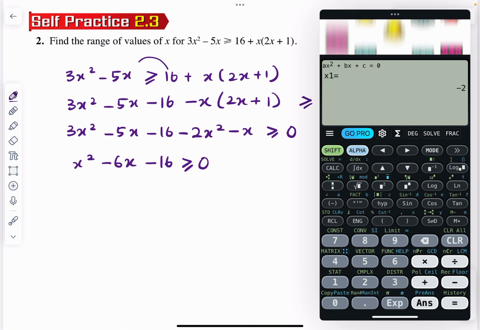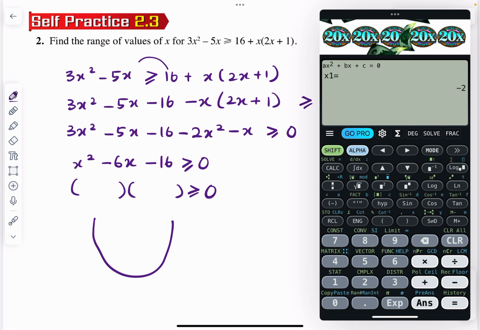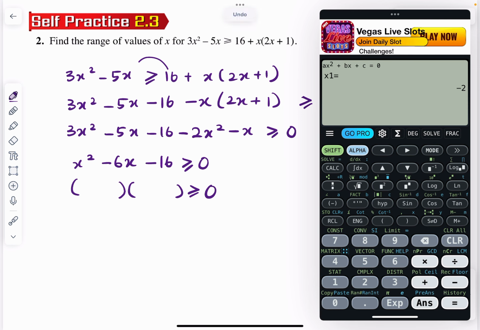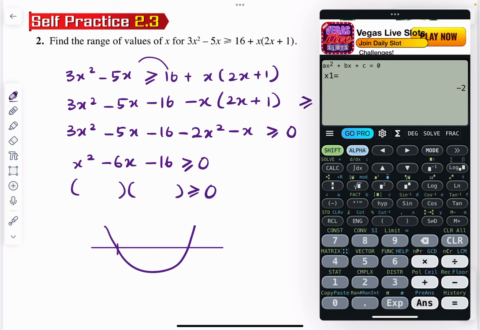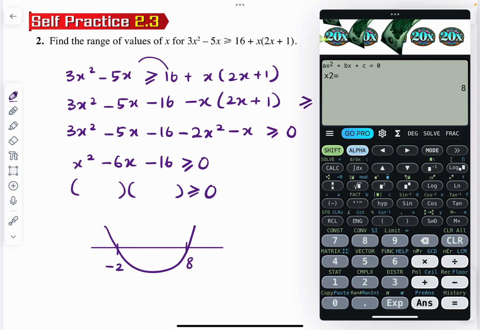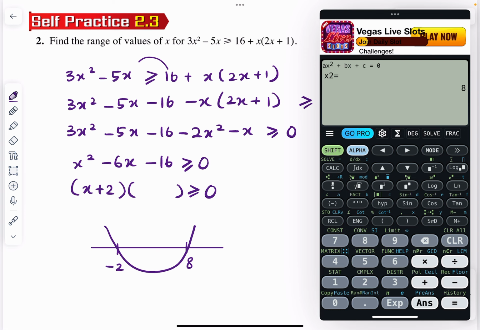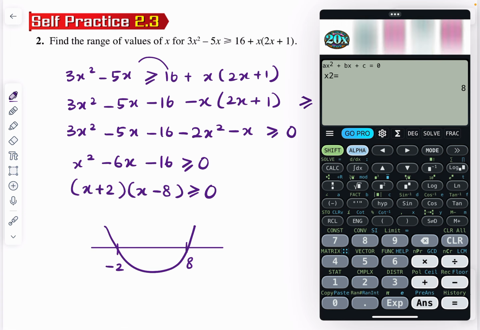So we get two values. The first one is negative 2 and the second one is 8. So (x plus 2)(x minus 8), and this is more than 0.